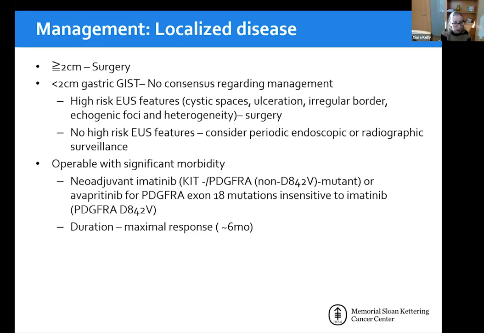For patients who have operable tumors, however, they're large and we're concerned about the potential more complications of that, we can consider utilizing Imatinib for Imatinib sensitive GIST before surgery. And the duration of therapy in that setting, we generally advise that Imatinib is used until maximal response, which is often around 6 months. And now with Avapritinib approved for PDGFR alpha exon 18 mutations, this is also an option for patients with GIST harboring those mutations.